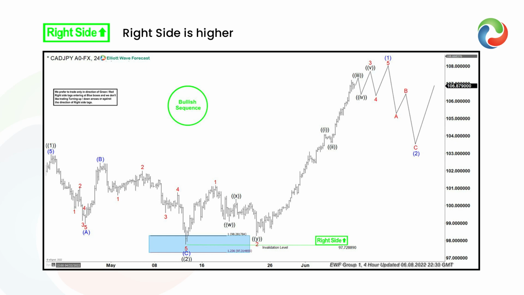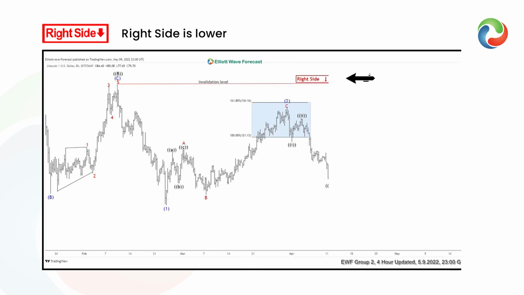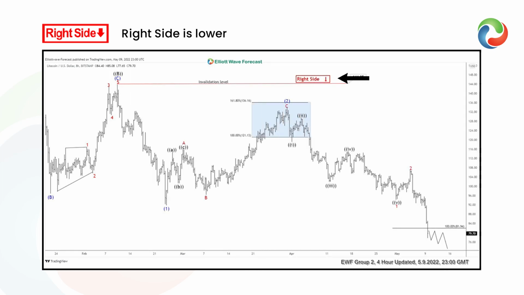This indicates any pullbacks are a buying opportunity in 3, 7, or 11 swings until the target area is reached to complete the sequence. Here's a right side lower tag indicating that the right side is bearish. This indicates any bounces are a selling opportunity in 3, 7, or 11 swings until the target area is reached to complete the sequence.